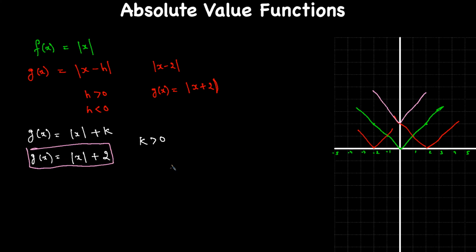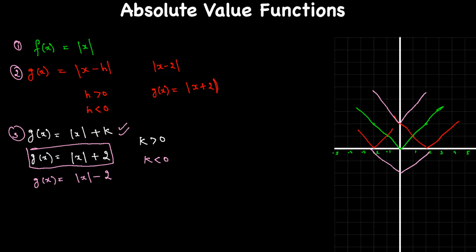pink. Okay, and now if k is less than 0, like we got g of x, absolute value of x minus 2, then the original graph will move 2 units below the graph of f of x, so 1 and 2, then it will be over here, then it will move over here 2 units. All right, so that's another case. So 1, 2, 3. Now let's do one more.